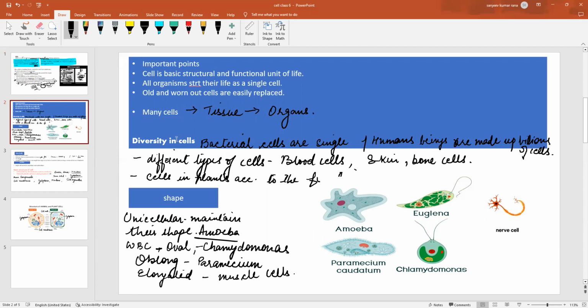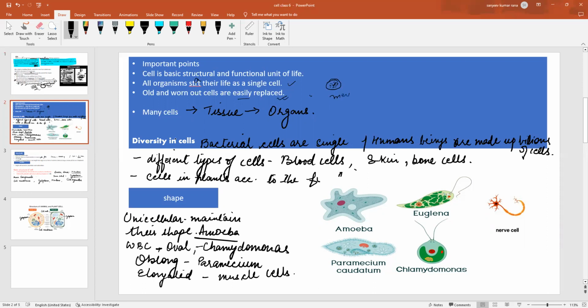Cell is the basic structural and functional unit of life. Means every life or every organism starts its life as a single cell. Egg देखो सबसे अच्छा example है इसका. Okay, egg has yolk. It is not connected with the animal, but it has its own nutrition. It will give birth to the young one after some time if it gets favorable conditions. Then in skin, whenever we get hurt, we see that the old skin is worn out and it is very easily replaced.